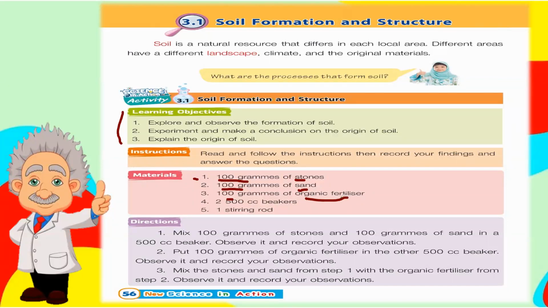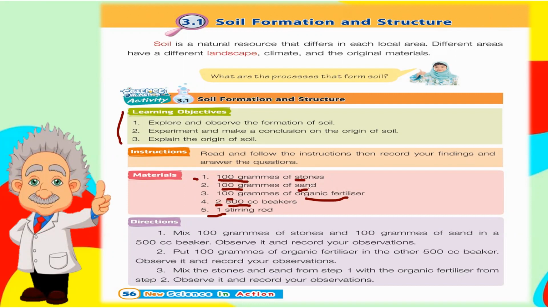Okay, so all of the students, you know fertilizer, right? So fertilizer we also require, that's also 100 grams. Then we require two beakers, each 500 cc. Two of them we require to perform the experiment. And the last one we require is a stirring rod. Okay students, so these are the materials we require for the experiment.